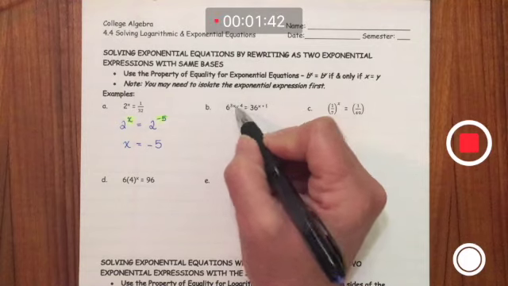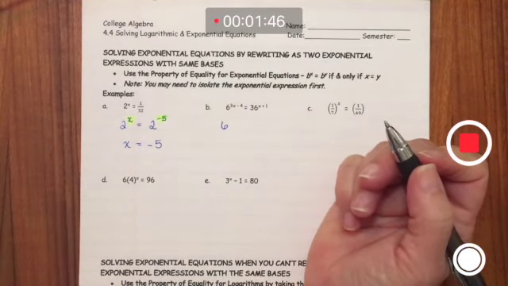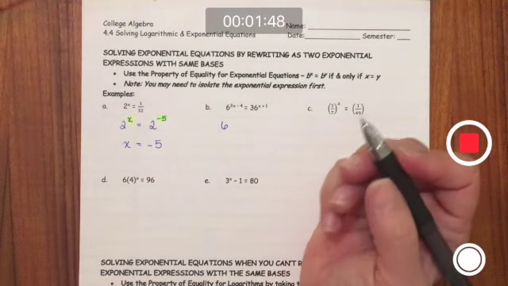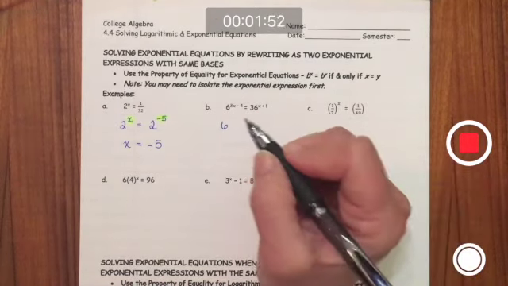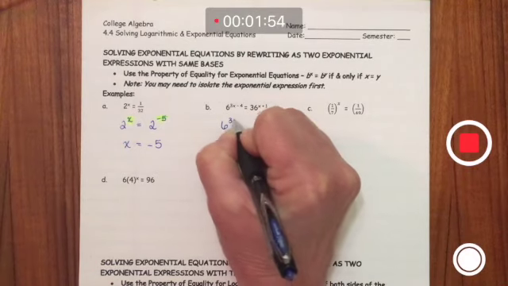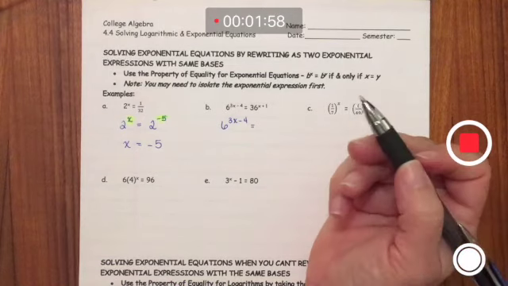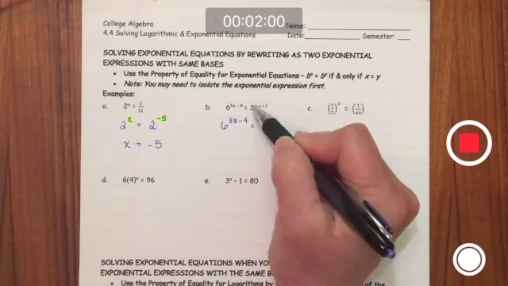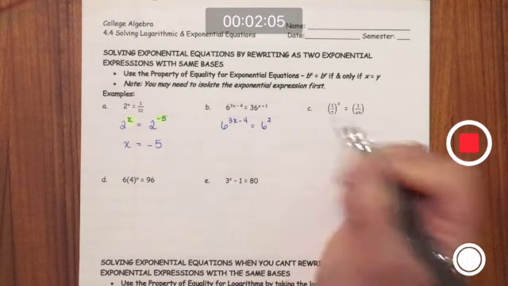So on the left side, I have 6, which can't be rewritten as a base to some power. 6 to the first power is 6. So it's 6 to the 3x minus 4, nothing to be done on the left-hand side again. But on the right-hand side, 36 can be rewritten as 6 to the second power.